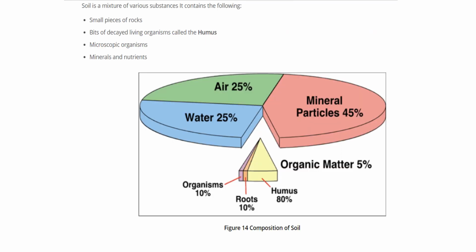So soil is a mixture of various substances. It contains small pieces of rocks, bits of decayed living organisms, which is called humus, microscopic organisms, minerals, and nutrients. So in it there may be small pieces of rocks, or decayed living organisms which we call humus, and minerals and nutrients. Here in this graph you can see what the composition of the soil is.